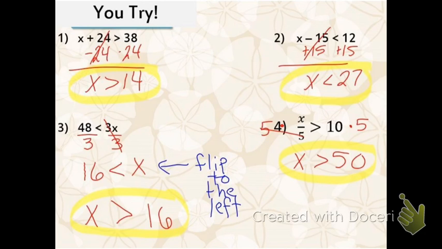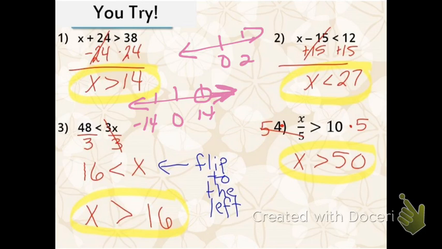Okay, on number 1, we had x is greater than 14. So our quick graph looks like this: 0, 14, negative 14. Open circle, because it was greater than, no equal sign, and we shaded to the right or the left? To the right. Good. Looks like that. Raise your hand if yours looks like that. Excellent.